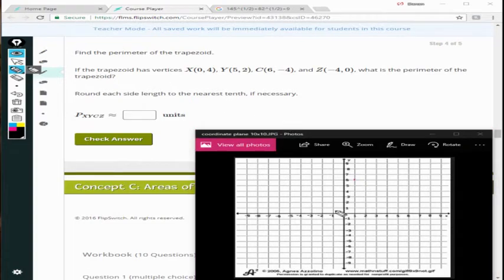X is at 0, 4. There's our x. Y is at 5, 2, over 5, up 2. C is at 6, negative 4. Wait, I went to 6. Timeout. The y is at 5, 2. Okay, now C is at 6, negative 4.